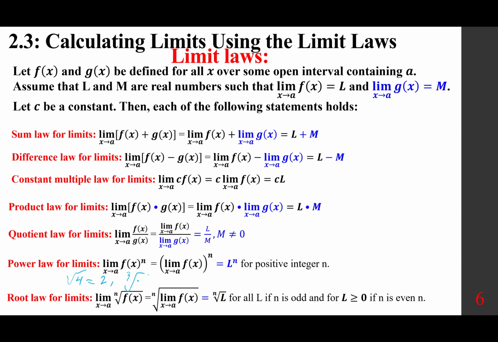Cube root of 8 is 2. But if we go with, let's say, square root of minus 4, this is not a real number. This is 2i. But cube root of minus 8 is minus 2, which is a real number. So when the index is odd, there is no restriction. When it's even, there is a restriction.